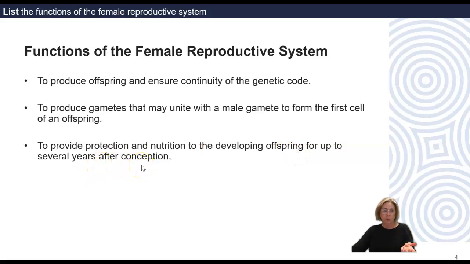after conception. So obviously the female reproductive system provides an environment for the developing embryo and fetus, and that environment being the uterus. And of course, then, the mother, through the provision of breast milk, will provide nutrition for the newborn baby and for up to several years later.